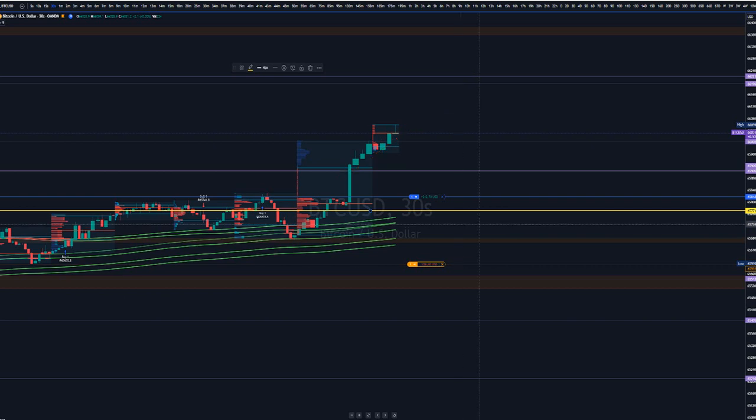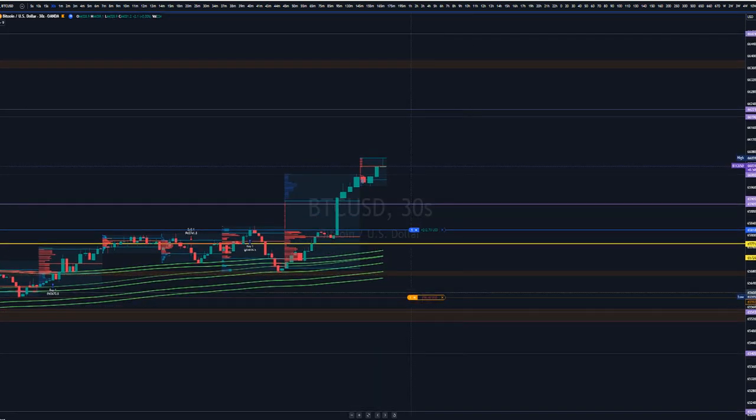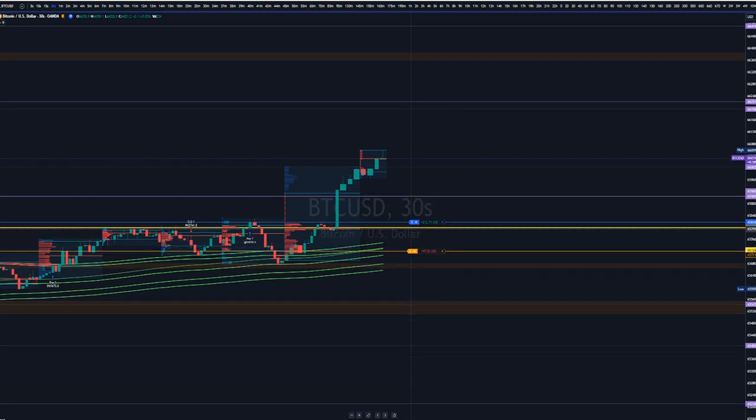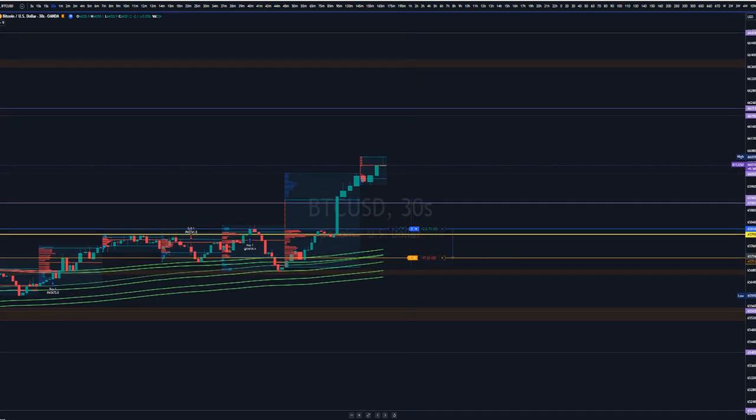Therefore, rules and discipline always matter. So in this case now, this is the re-entry line. We can, for example, now after this move, trail our stop to break even if we want. We can put the stop below the entry line, or now this low is relevant, right?